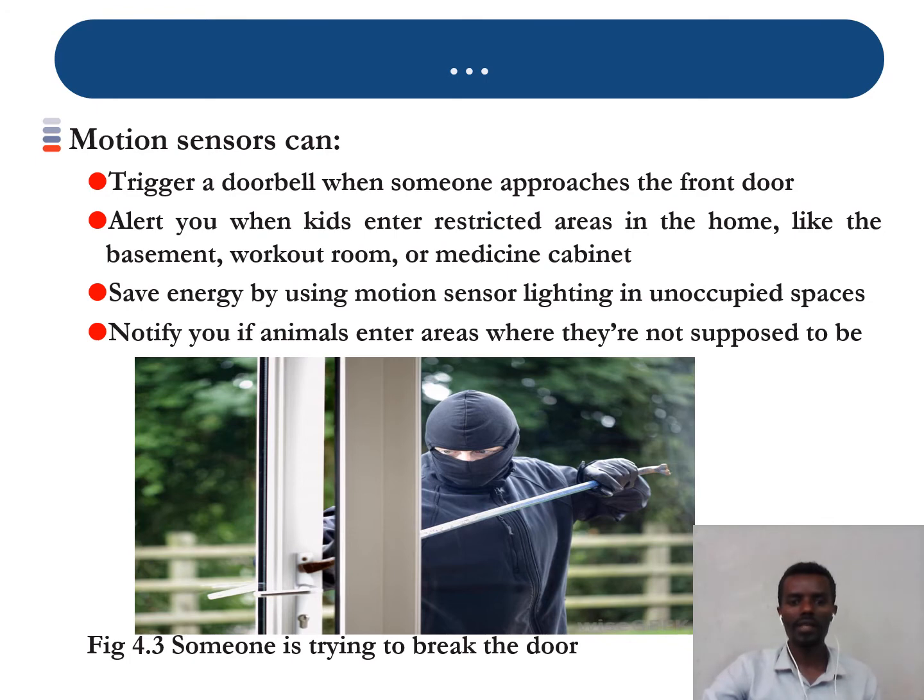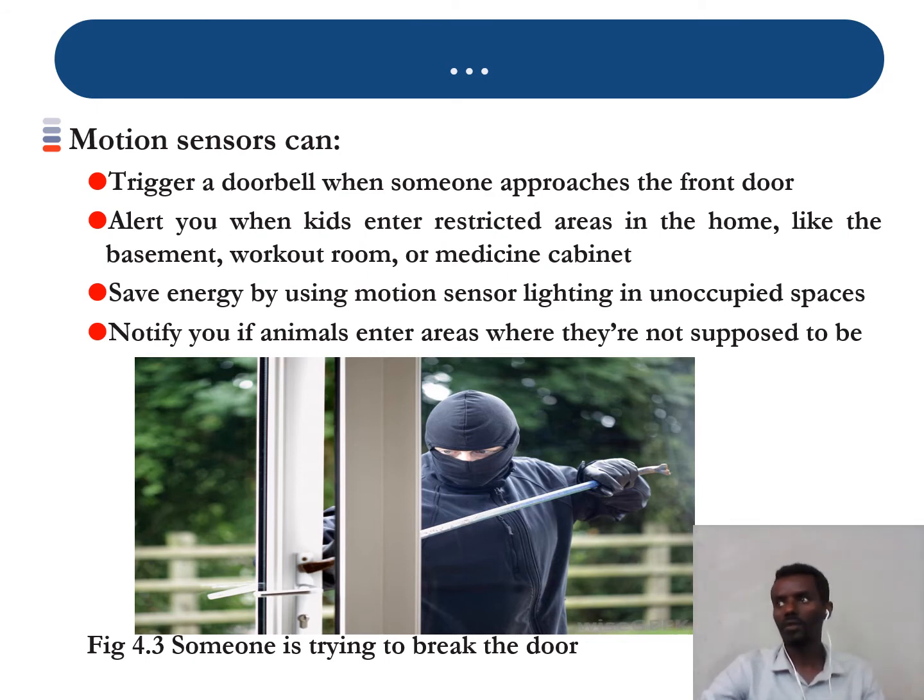Okay, so you can see the picture here. Someone is trying to break the door of somebody. That means like a thief, like a robber, or somebody who is trying to do damage to somebody's property. So in this one, we can consider the motion as a trigger, like a doorbell when someone approaches the front door. The front door has a sensor, which triggers a bell or some sound to alert the owner.